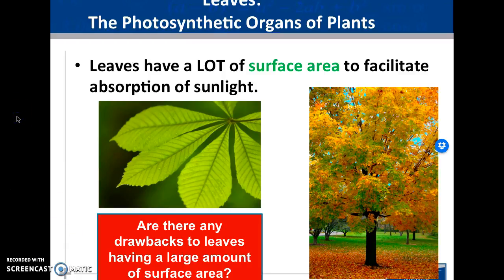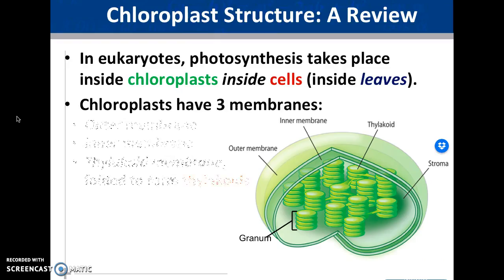Think about, are there any drawbacks to having a large surface area? The most important thing to think about is that not only do they have the capacity to absorb a lot of materials, they can also lose a lot of materials in that way. So we want to think about evolutionary adaptations that plants have to prevent that from happening.